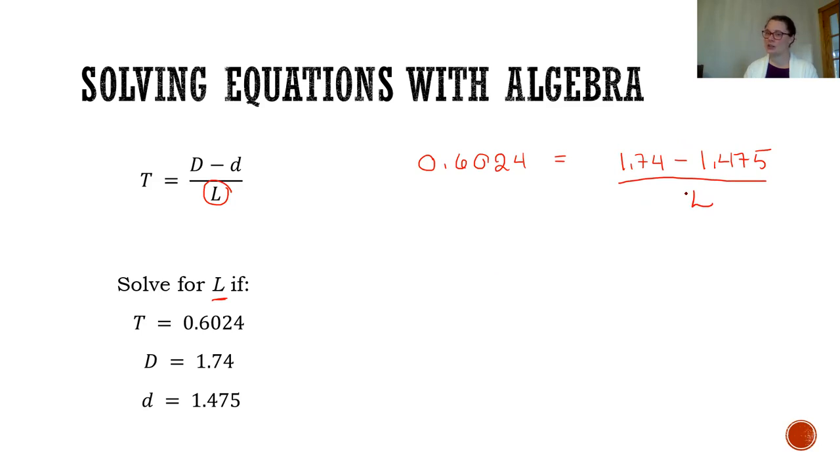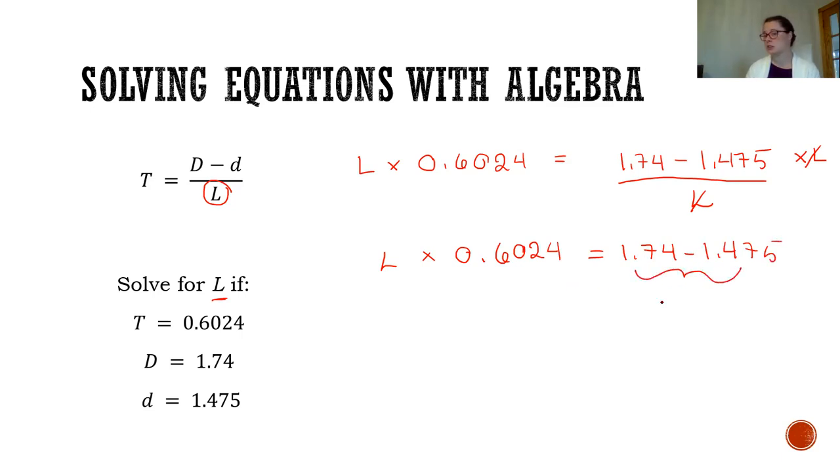The easiest way to solve this one: L is on the bottom, so let's get rid of the L. When L is on the bottom, we're going to bring it to the top, which makes us move it to the other side, multiplying both sides by L. So L times 0.6024 is equal to 1.74 minus 1.475. Now let's combine what we can.